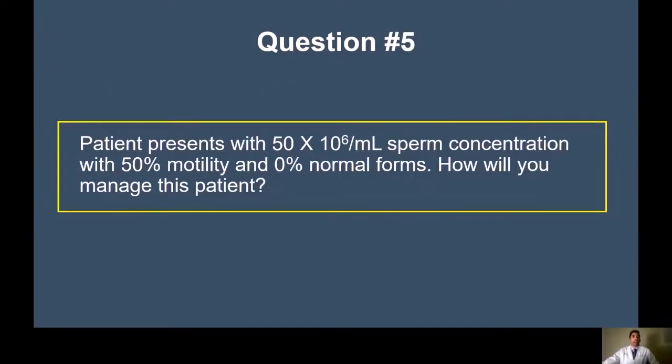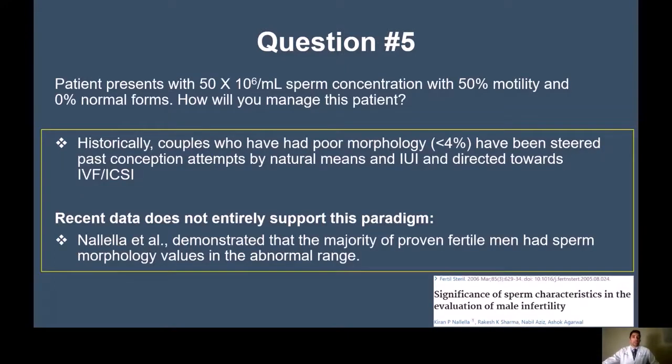Question number 5. So we have a patient who presents with 50 million sperm per milliliter, a 50% motility, but 0% normal forms. How will you manage this patient? So this is a very common clinical scenario.